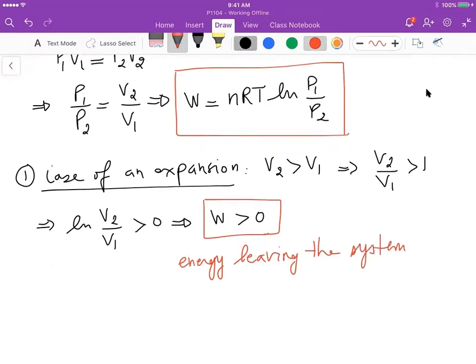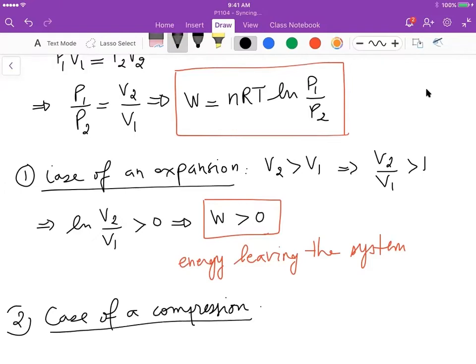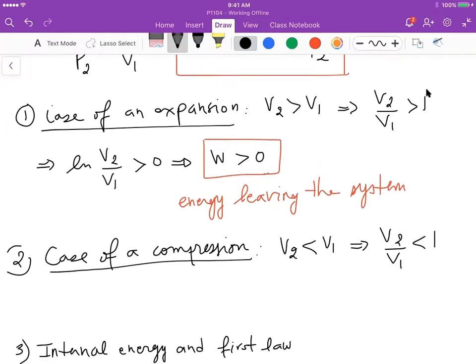So let's study the case of a compression. For the case of a compression, we should get the opposite. We should get W negative, but let's check that. For the case of a compression, V2, which is the final state, is smaller than V1. So we expect that V2 over V1 is smaller than 1. And that means that the ln of the ratio V2 over V1 is expected to be negative. And that means W is negative.